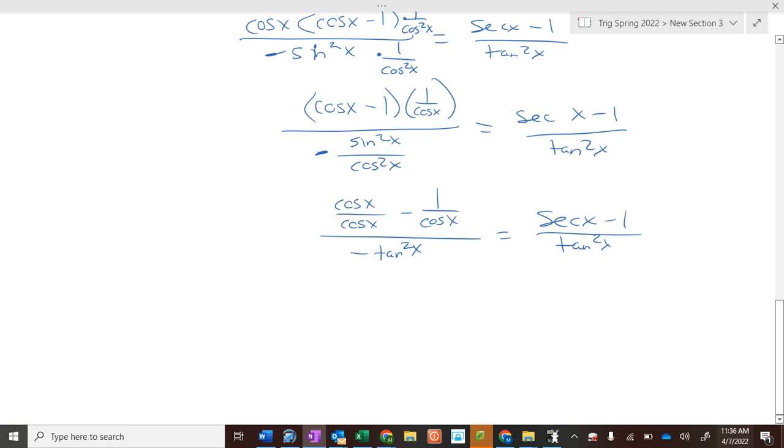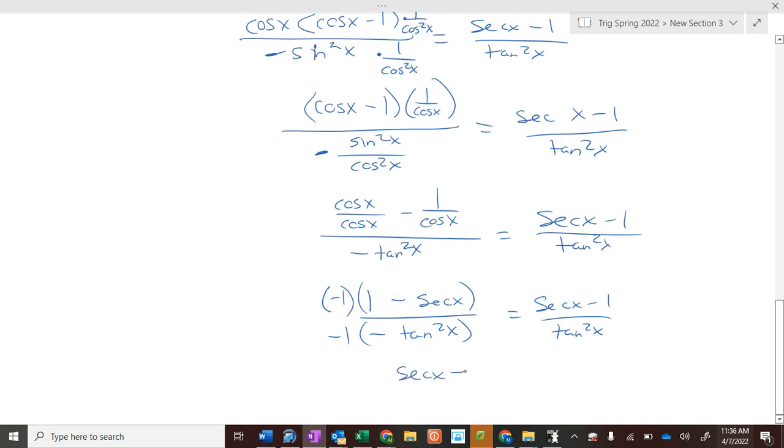Now, the top is 1 minus, what's 1 over cosine? Secant of x over negative tangent squared of x. So, if we multiply the bottom by a negative 1 to get rid of that negative, what do we do to the top? Multiply by negative 1. Negative 1 times 1 is negative 1. Negative 1 times negative secant is positive secant.